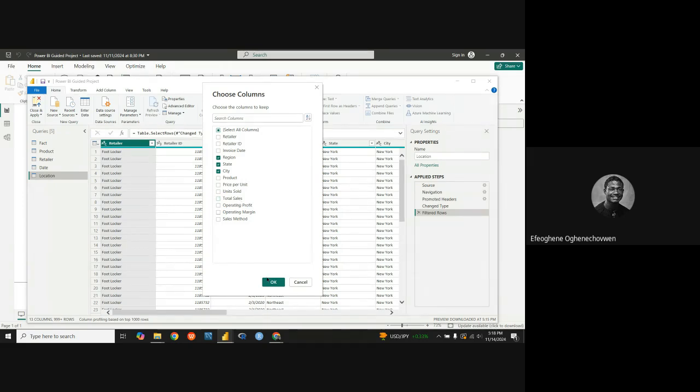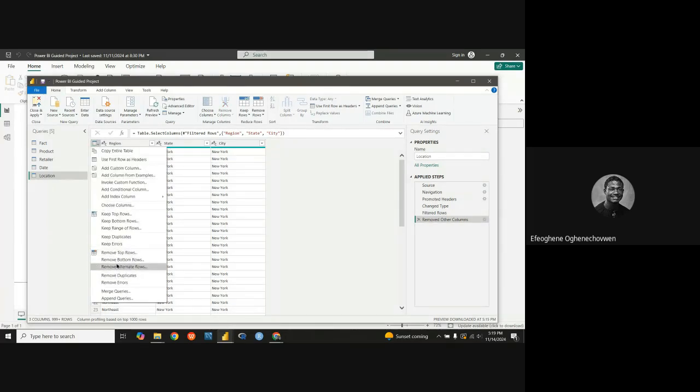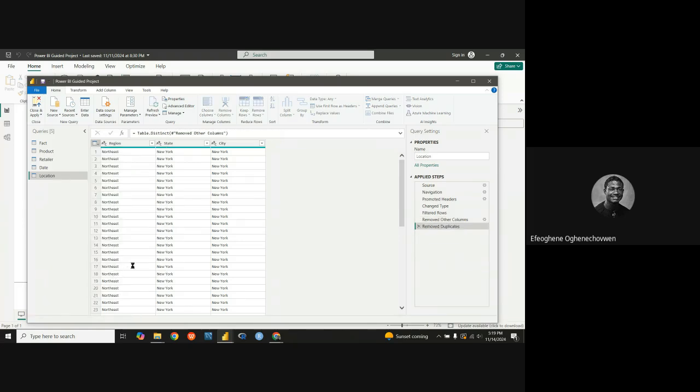So I'm going to click on OK. All right. So what's the next thing I'm going to do? I'm going to remove duplicates, because we need 100% unique values. So to remove duplicates, hold the shift key if you are removing duplicates from multiple columns. So let's do this now. I'm going to remove duplicates. All right.